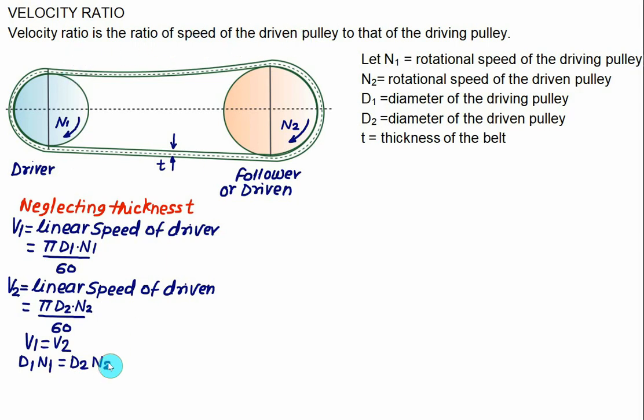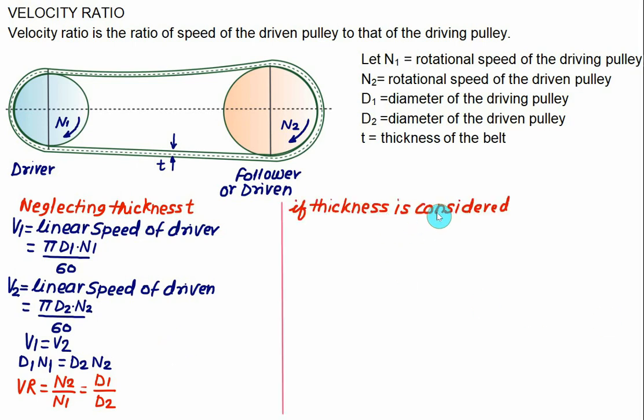As per the definition of a velocity ratio, it is a ratio of the speed of a driven pulley, that is N2, to that of a driving pulley. So in this case, we have velocity ratio VR given as N2 by N1 equal to D1 divided by D2. You will get this expression if we neglect the thickness T.